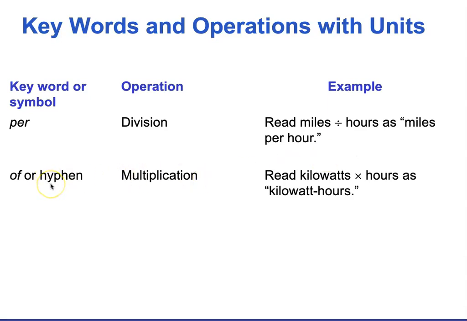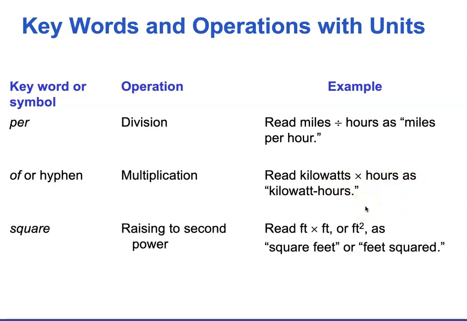Of, or if you have a little hyphen in between it, that means multiplication. So for example, you could read kilowatts times hours as kilowatt hours. So if you see this little part right here, it's written like this. You're going to multiply how many kilowatts there are and how many hours there were. So this is kilowatt hours, and not kilowatts per hour.